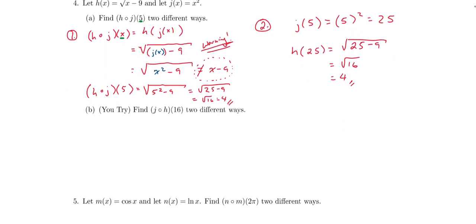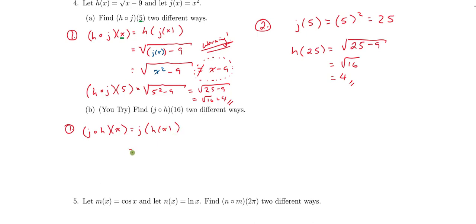What I'd like you to do then is go ahead and try this yourself. I'm going to get you started because I just made that silly error of getting the order wrong. In this case, the first way you could do this is find j composed with h of x. What is that? By definition, that is j of h of x.